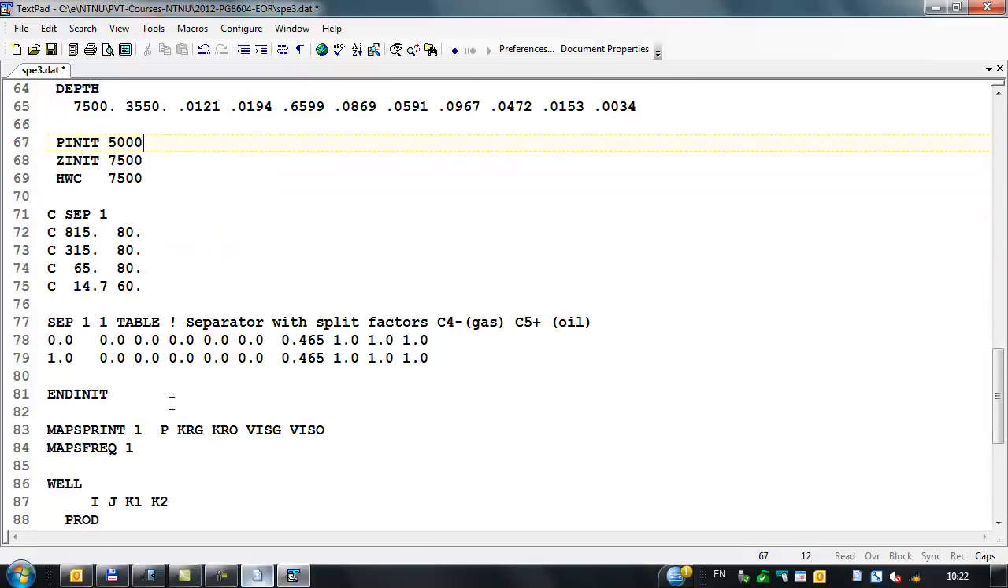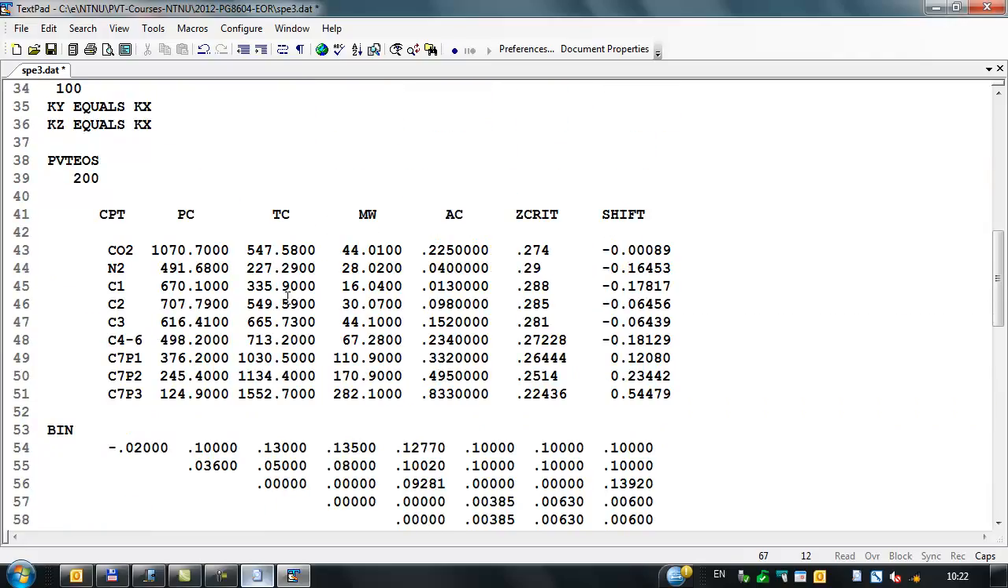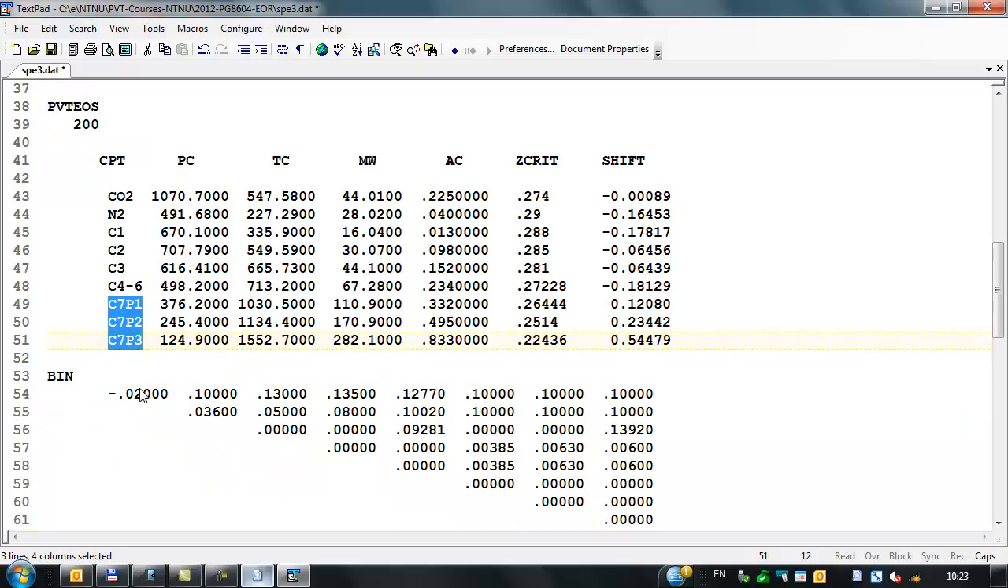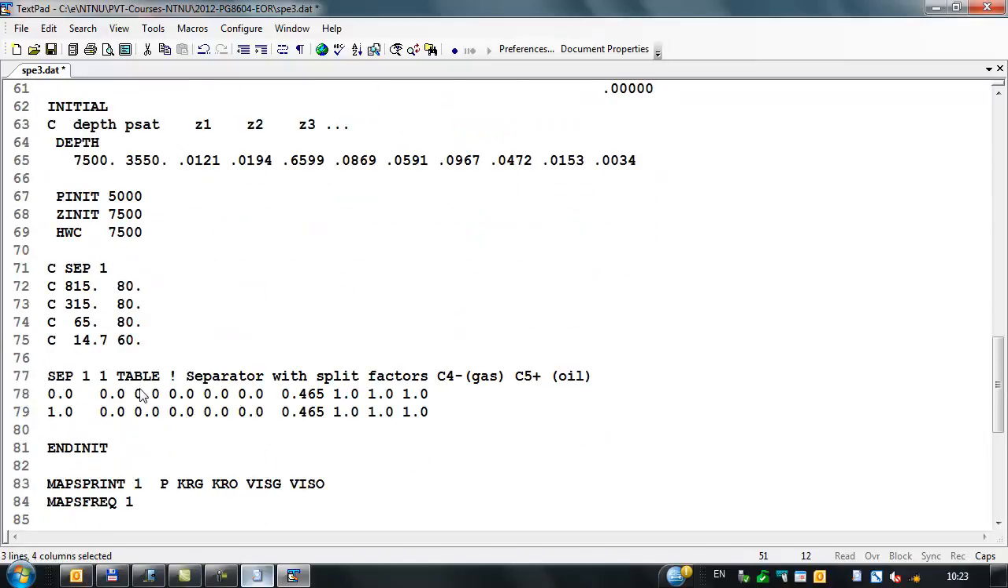The way it's set up now, we've got a surface separator that's got 46.5% of this component going into the stock tank oil, and 100% of all these components going into the stock tank oil. It's called a split factor table instead of using an equation of state separator flash. So we'll use that. We'll have to use the same kind of factors in phase comp, and I'll show you how to do that in the simulator to create something we call a stock tank oil or oil C5 plus.